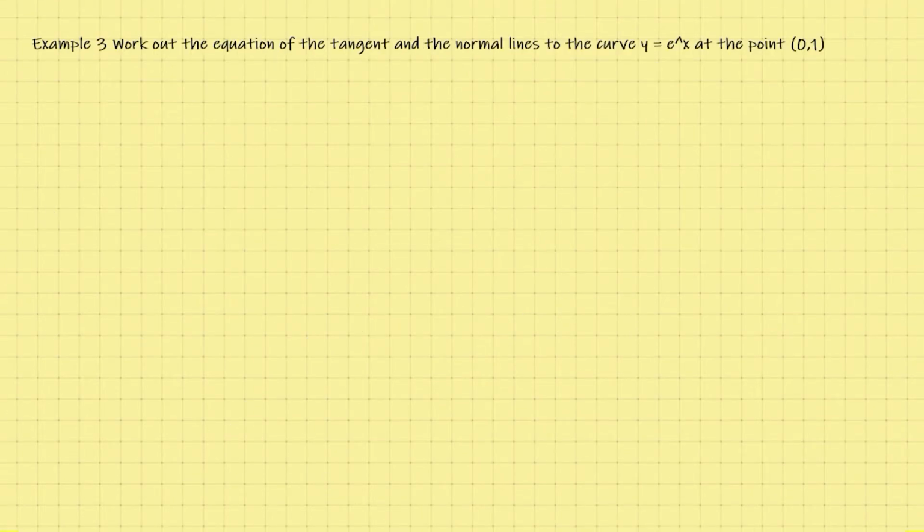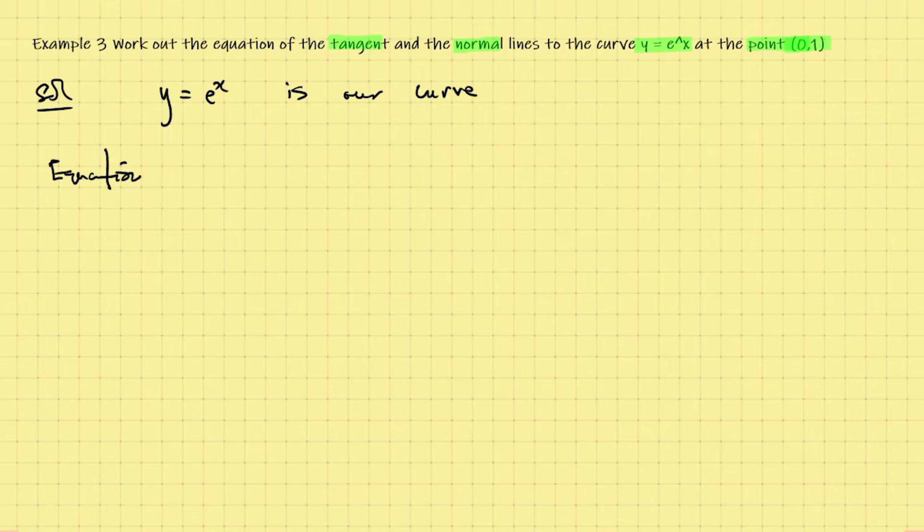Let's move on to example 3. In this case, we have to work out a tangent line and a normal line to our function or curve y equals e to the x at the point 0, 1. So this is a fairly standard sort of thing with regards to application of differentiation. So let's have a go at this. So we know that y equals e to the x is our curve, right? And we want to work out the equation of tangent, say first. Equation of tangent. Well, how are we going to do this?